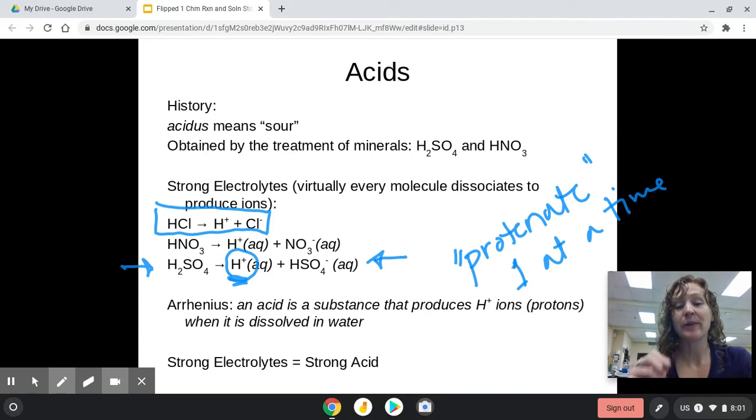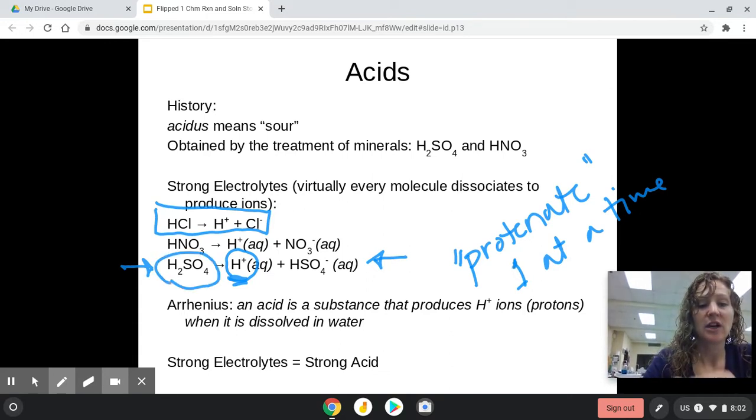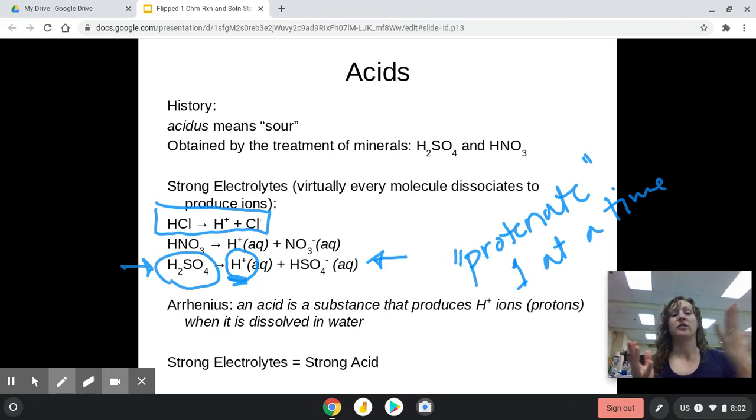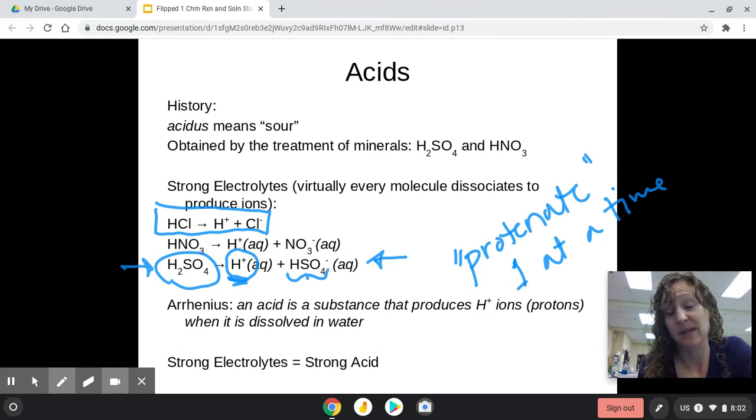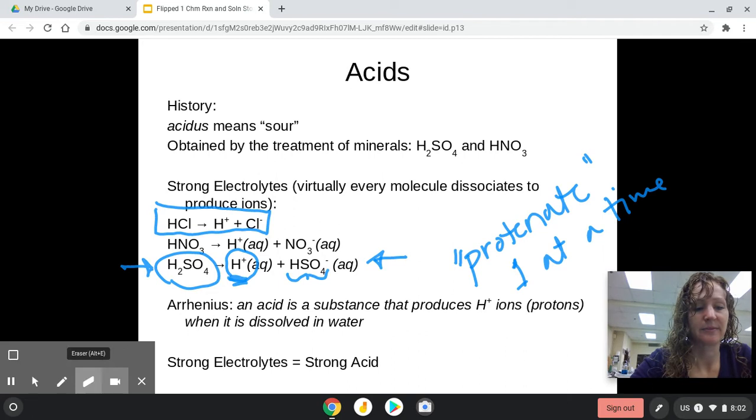No matter how many hydrogens are present in the molecule itself, acids are only going to give off one hydrogen at a time, which means your second product here, the other product other than the hydrogen, is sometimes going to have a hydrogen in that as well. Okay, so since strong acids dissociate completely in water, strong acids are going to be strong electrolytes.